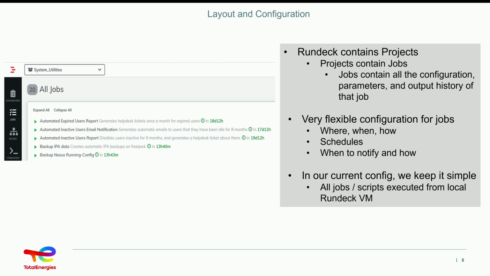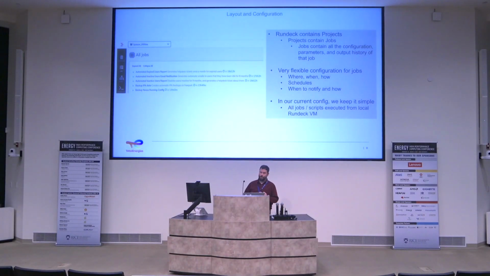So a lot of the jobs that we have set up right now, this is just a snippet of about 24 jobs we have under this system utilities project. You can see a lot of it is more management side. So like expired user reports, creating users, backing up switch config, backing up IPA data. That's more the value we found out of right now. That's not to say that it wouldn't have value to be able to, for example, especially the future use case of being able to run performance jobs and capturing performance data. That would be pretty nice to have, to be able to go back and look at the history of it. We just haven't used it that way yet.